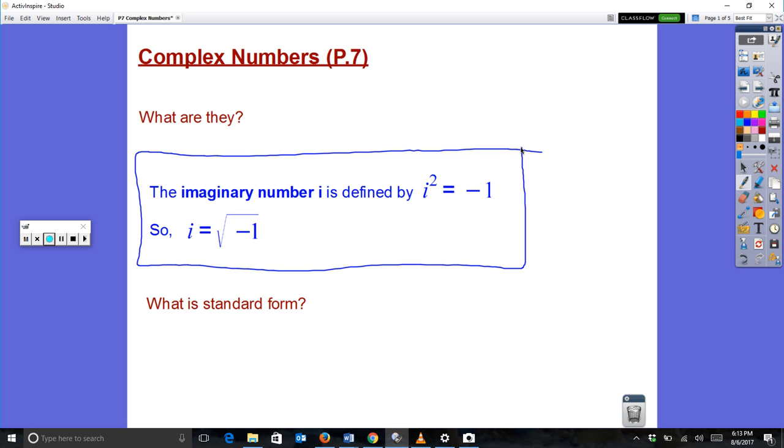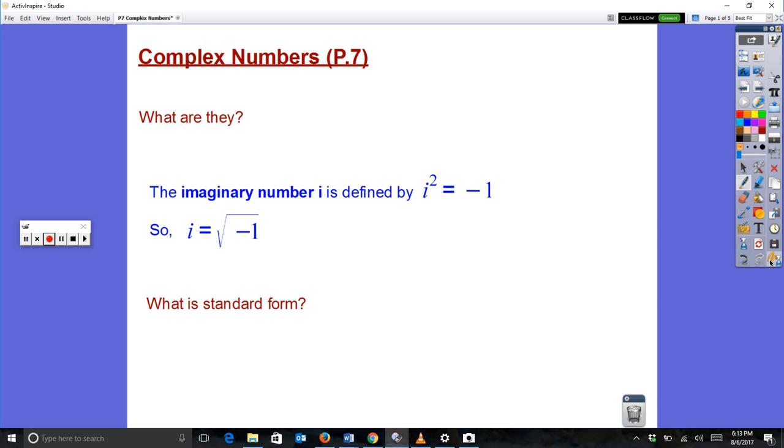Now only one other thing in this introduction here, and that's about standard form. So standard form is referring to the fact that when you have a real number, like say 5, and you add to that an imaginary number, like say 2i, so 2 times the square root of negative 1, we can't combine them. They're not what we call like terms. Standard form is to have the real part followed by the imaginary part.